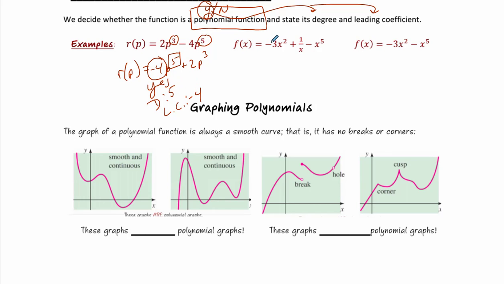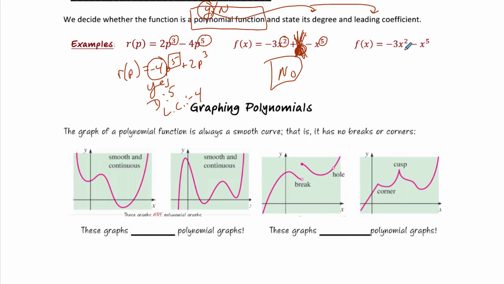If I look here, I can automatically tell that this is not a polynomial function. The reason why is this looks good and this looks good, and you're like, yeah, but no, because this x is in the denominator. That doesn't count for a polynomial function. So it is a no. You'll learn more about that later on. That's what we call a rational function, and those graphs look very different.